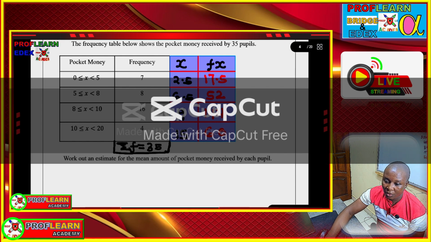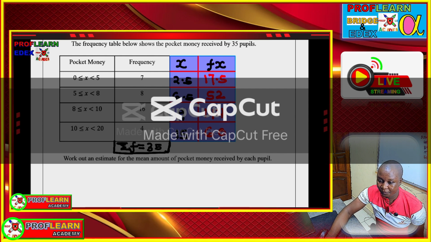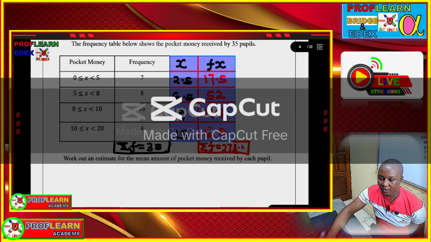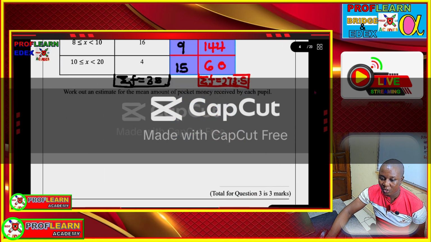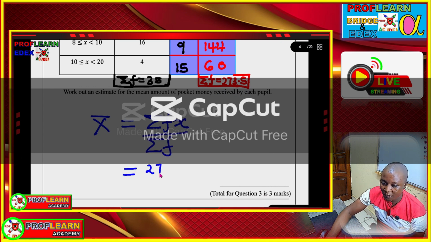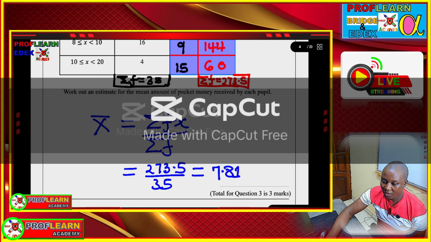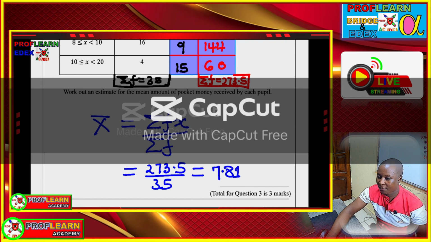Then moving down, in order to work out the mean is going to be what? The mean, we need to find summation f of x, fx here. Summation of fx is going to be 273.5. So in order to work out the mean is going to be summation of fx over summation of f. So which means that if we put there 273.5 over 35, that is going to translate to 7.81 as our final answer in that case.